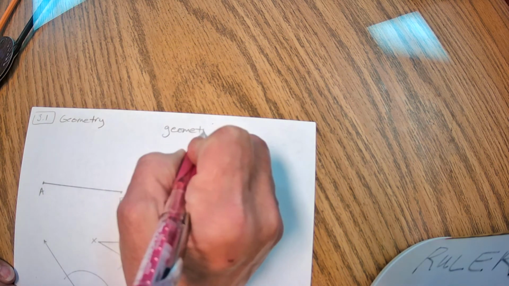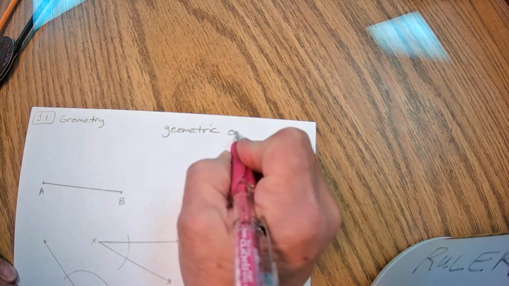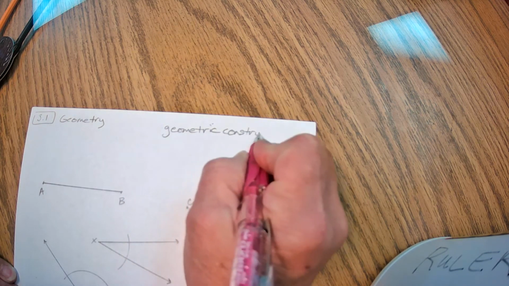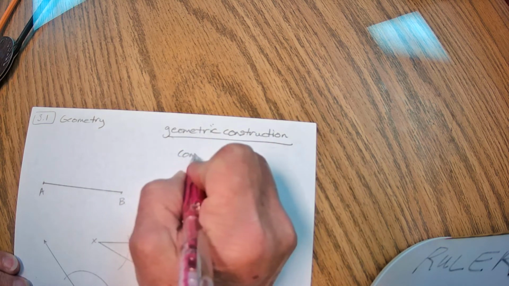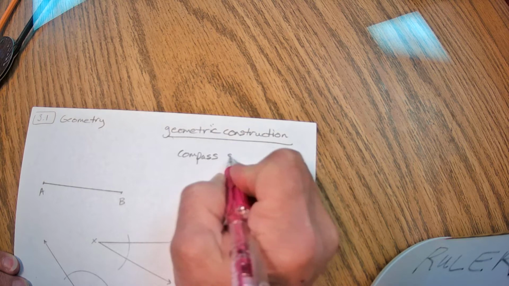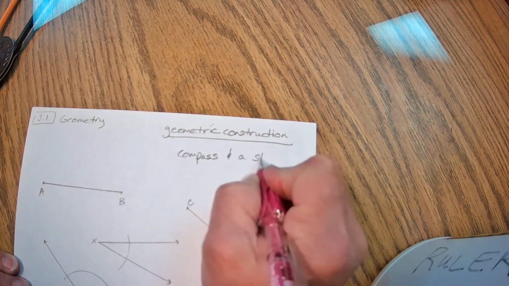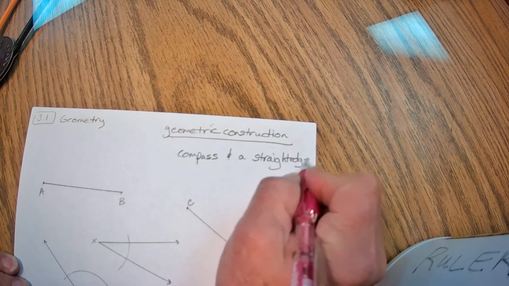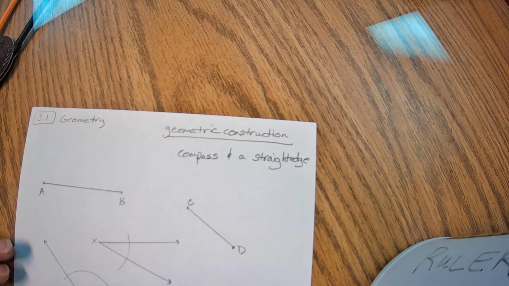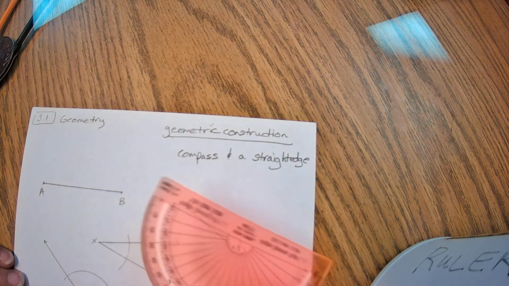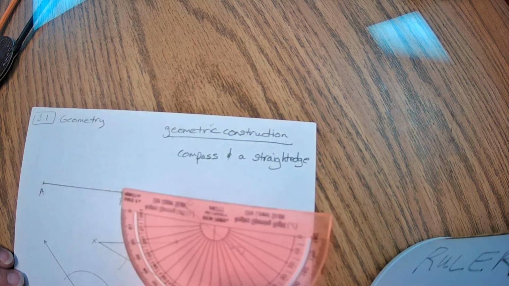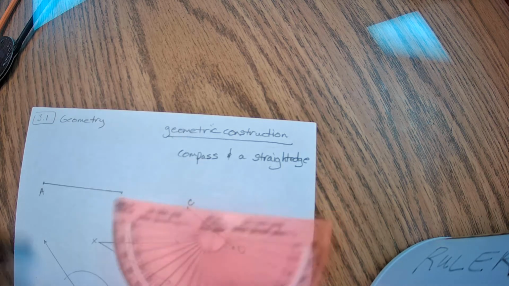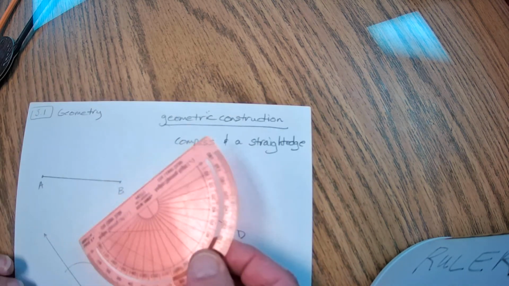So if you are doing a geometric construction, the tools you use: compass and a straight edge. So a straight edge is anything that's straight, obviously. In my case, for today, I'm going to be using this protractor. I'm not using a protractor to measure angles. I'm just using it because it has a straight edge on it.